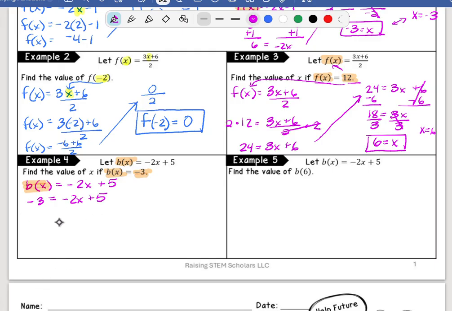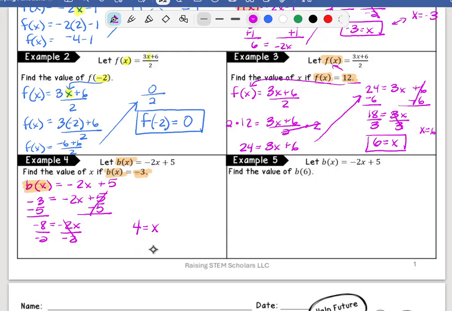Okay, now we can work on rearranging this. I am going to subtract 5 from both sides. Okay, that cancels. Negative 3 minus 5 is going to give me negative 8 equals negative 2x. So I'm going to divide by negative 2 on both sides. Negative 8 divided by negative 2 is going to give me a positive 4.